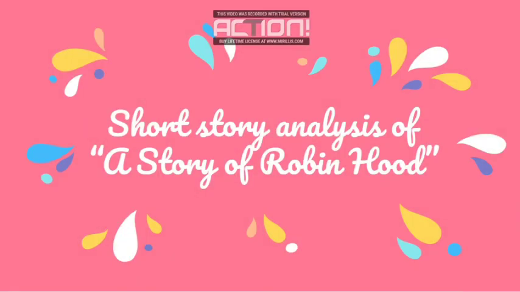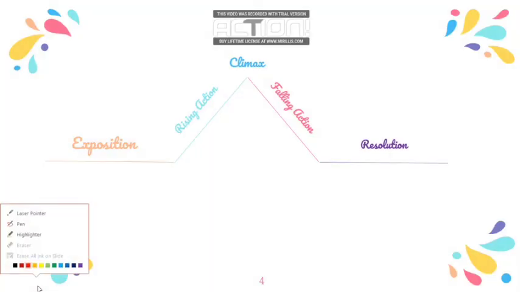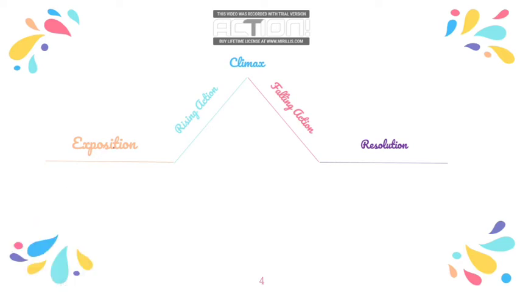Okay, now I will explain my analysis, and the title is A Story of Robin Hood by James Baldwin. The first is I will explain about the plot. In the plot there are exposition, rising action, climax, falling action, and resolution. The first is exposition.